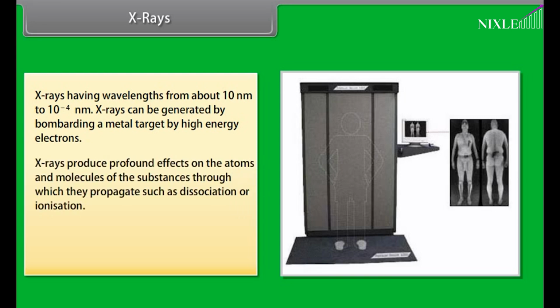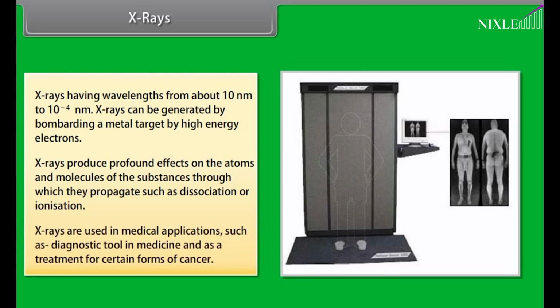X-rays produce profound effects on the atoms and molecules of the substances through which they propagate, such as dissociation or ionization. X-rays are used in medical applications, such as diagnostic tool in medicine and as a treatment for certain forms of cancer.